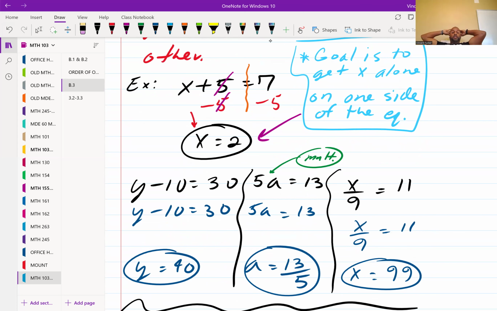All right. So y minus 10 equal to 30. I want to get y by itself. So in order to do that, I need to add 10 to both sides of my equal sign. The 10s cancel, and I'm left with y equal to 40.